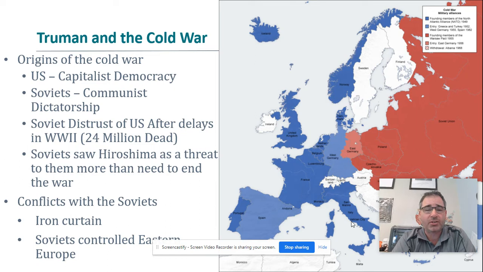The Soviet Union had a large mistrust of the United States after World War II because they lost somewhere in the neighborhood of 24 million people during World War II. 24 million people died. They called it the Great Patriotic War. And the Soviet Union distrusted the United States because the United States, first of all, delayed entry into the war for a couple of years.